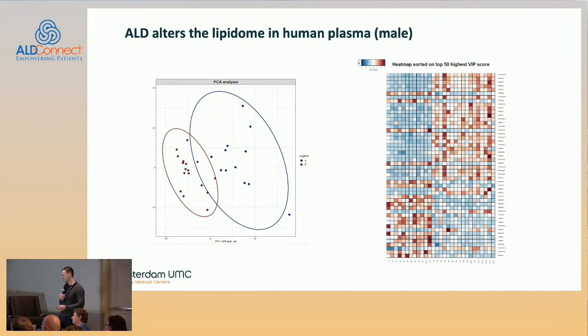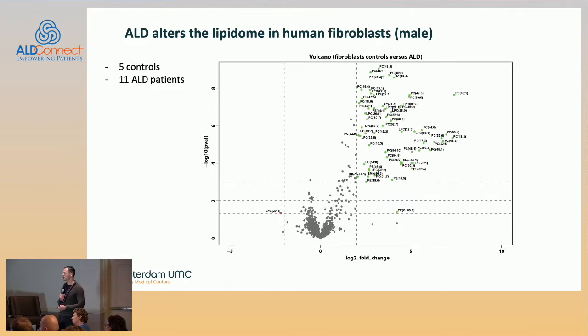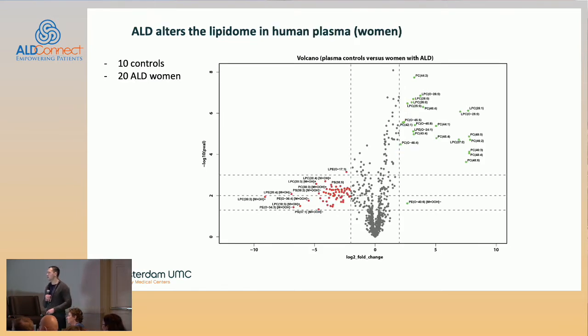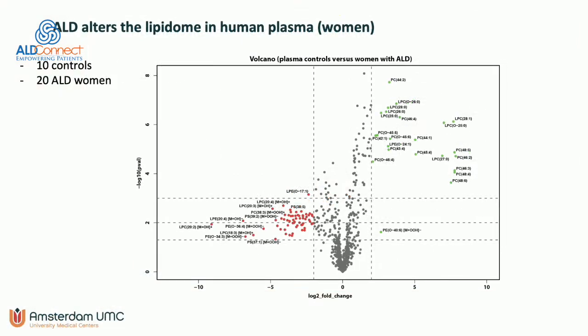We can also do this in a cell system. This is in fibroblasts, where we compare 5 controls versus 11 ALD patients, and again a systemic change is happening there. But we can also perform this analysis in women, and what's interesting is that women, as you can see, have fewer significantly changing lipids, but still we see lipids of various subfamilies changing. So this also shows that women also have systemic changes in their lipid profile.